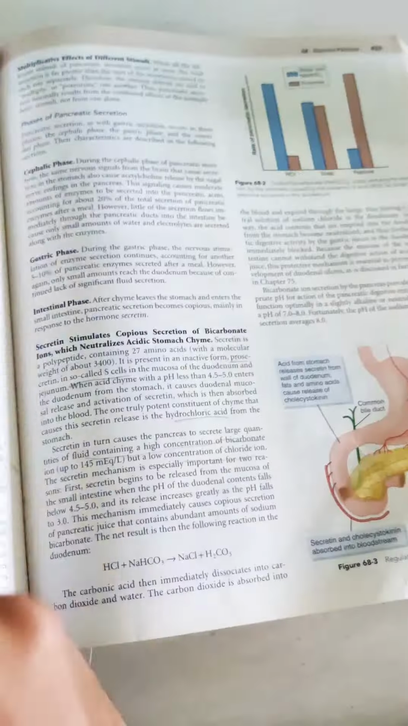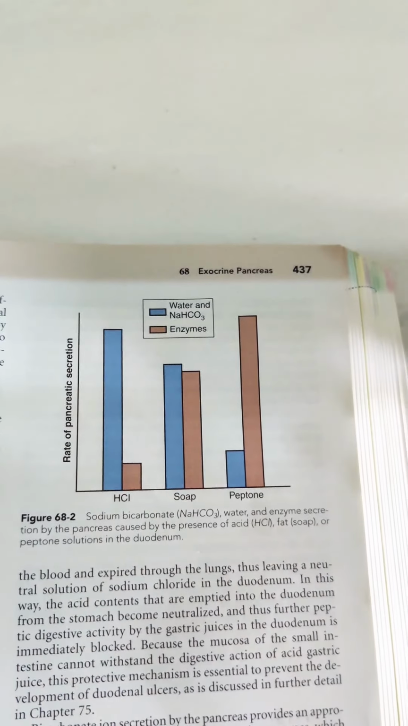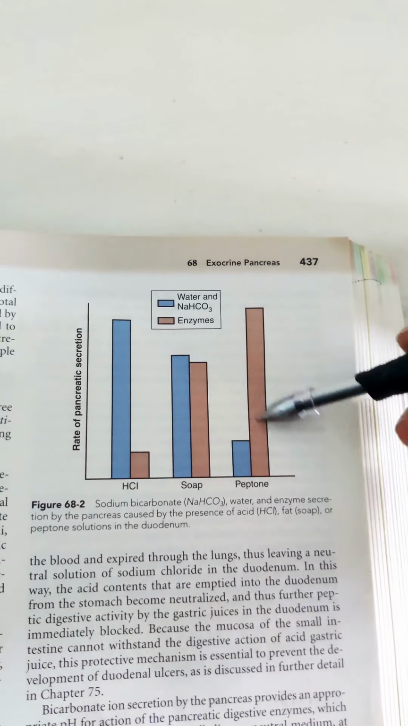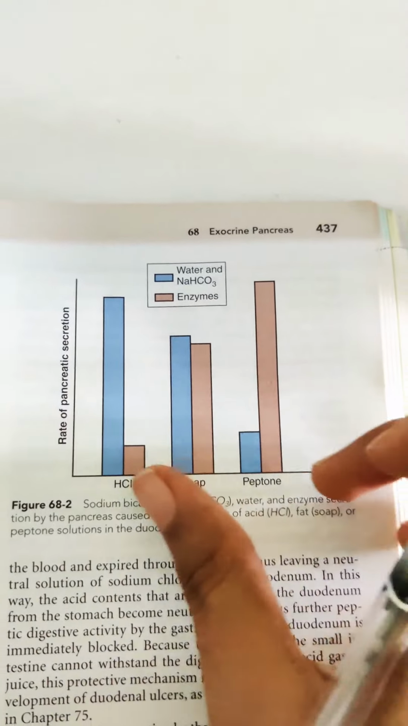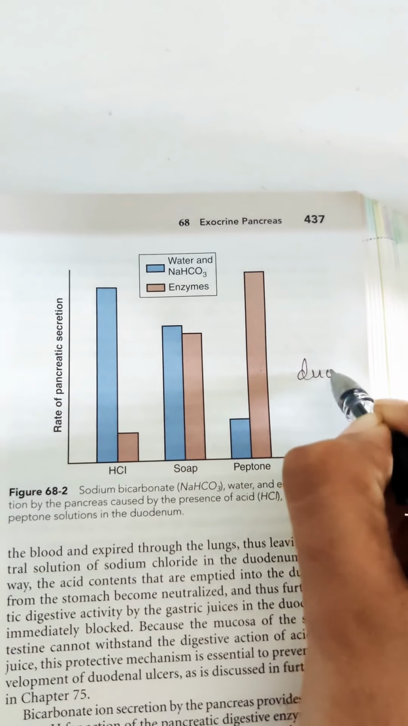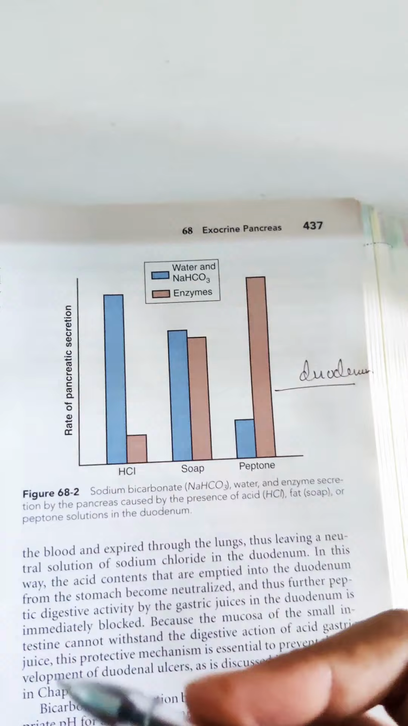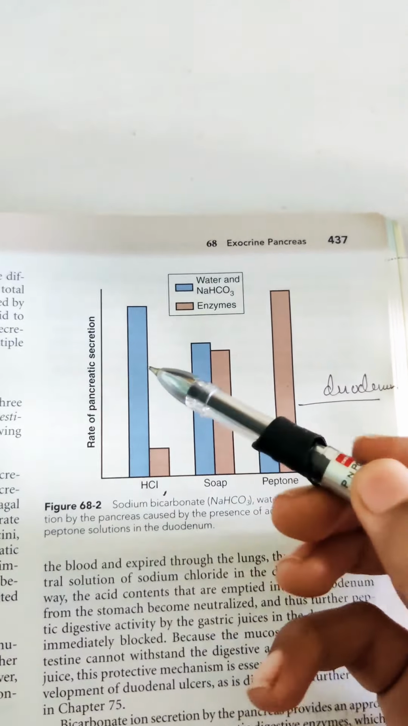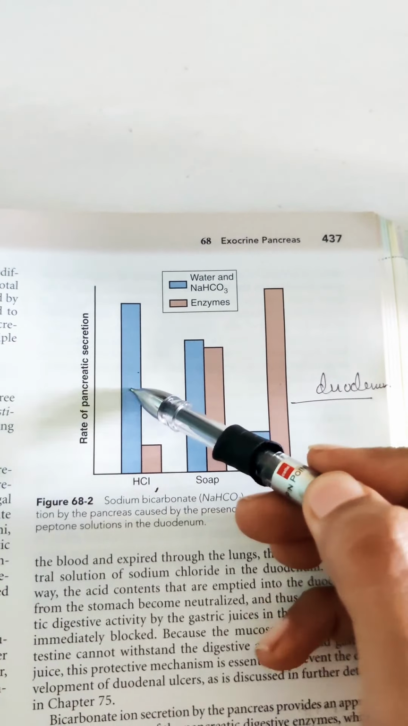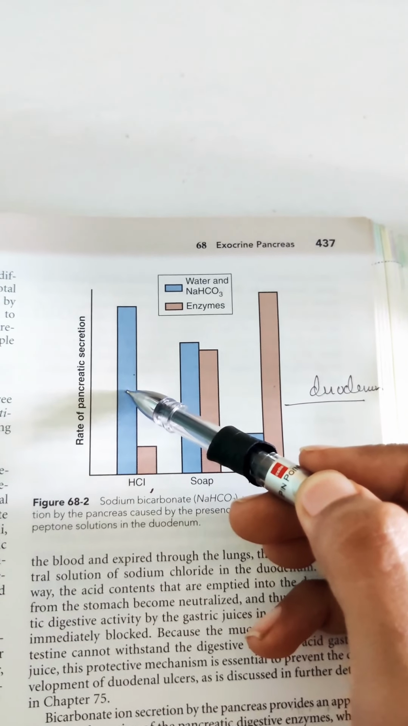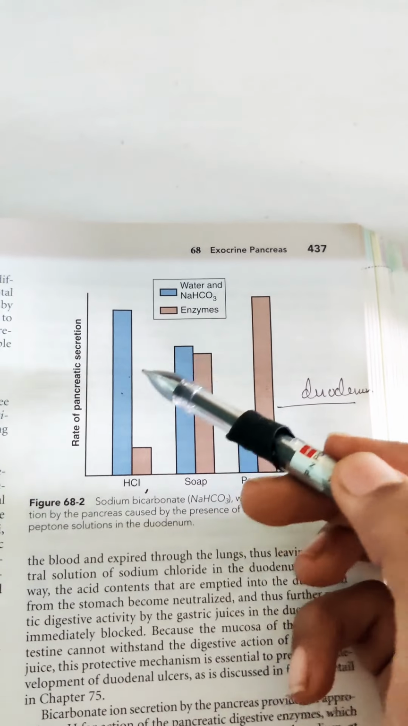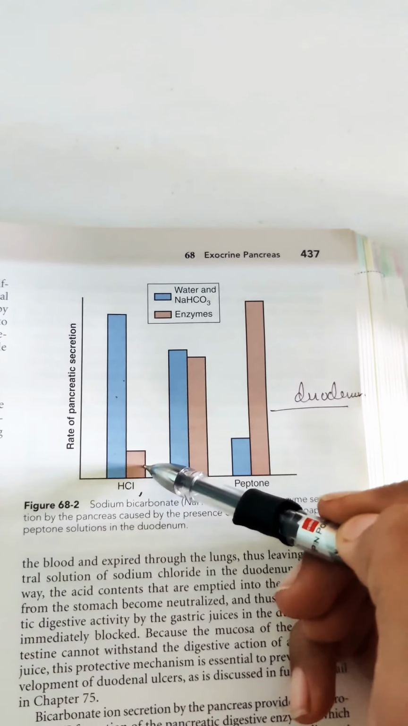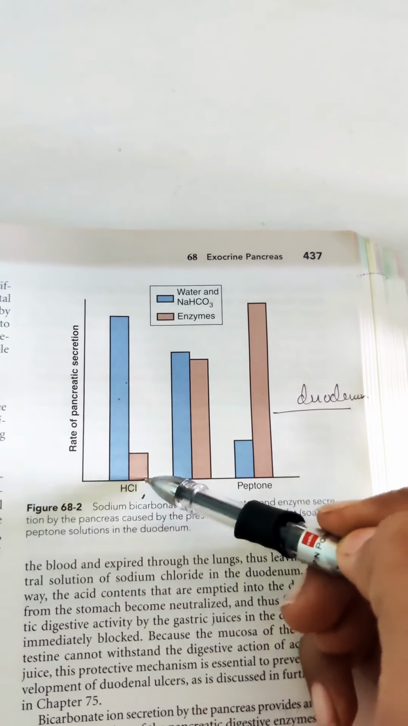And this diagram we already discussed. Here we have a comparison of HCl, soap and peptone. This experiment is done on the duodenum part of our GI system. In the duodenum, what happens if there is HCl? Whenever there is HCl, there is larger release of water and sodium bicarbonate, especially from the pancreas we just studied. Whenever there is higher acid, it tries to neutralize it, so a greater amount of bicarbonate is formed compared with enzymes, because there is nothing to digest in the HCl.